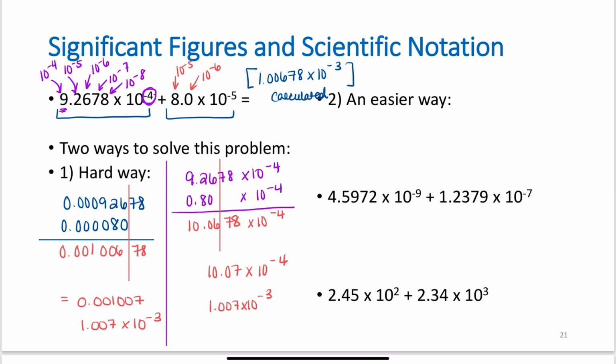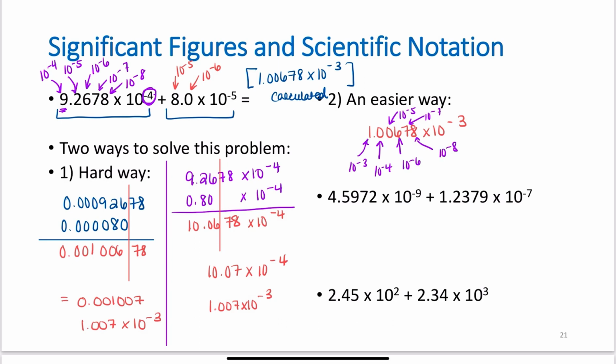Now when I add these together and I get 1.00678 times 10 to the minus third, that means this is 10 to the minus 3, 10 to the minus 4, 10 to the minus 5, 10 to the minus 6, 10 to the minus 7, 10 to the minus 8.